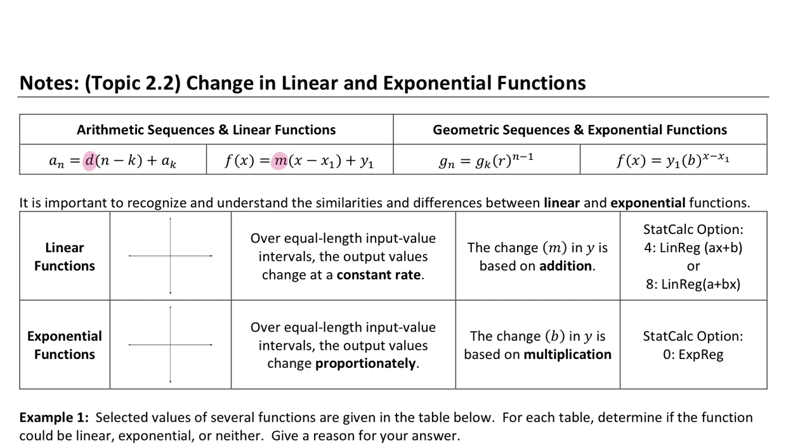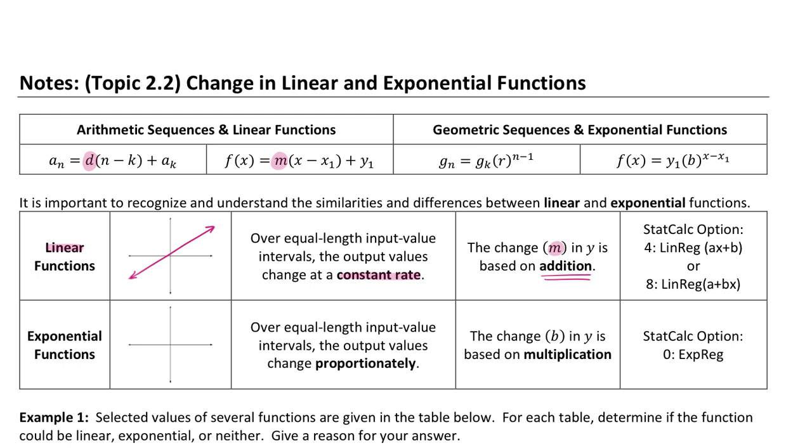So if we look at all of the information across the top of the next box, for linear functions, we know that their shape is just a straight line. Some sort of inclined line, maybe with a positive slope or a negative slope or a constant line. But either way, over equal length input value intervals, the output values change at a constant rate. That constant rate, called the slope, is based on a change in addition, which is exactly why it acts like a common difference, because that's the sequence that changed with addition or subtraction, which is adding negative numbers.